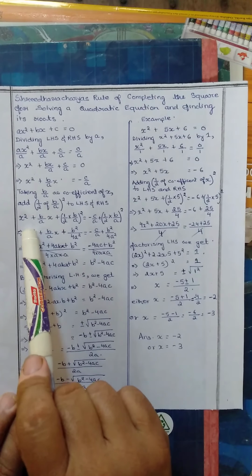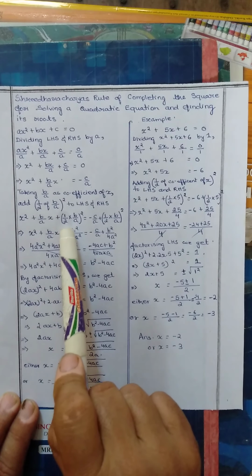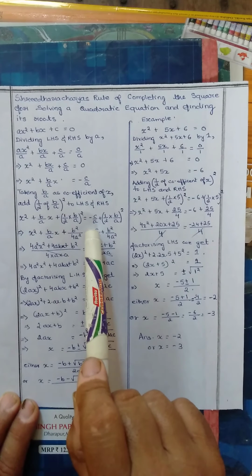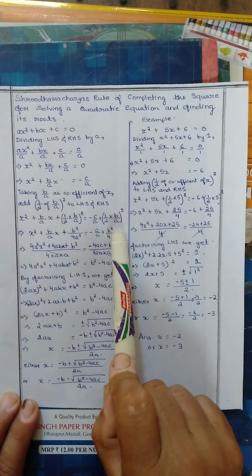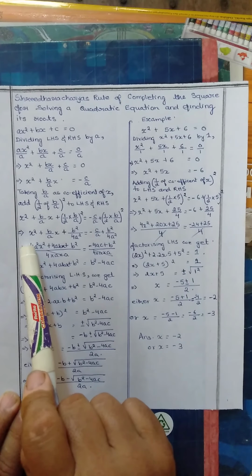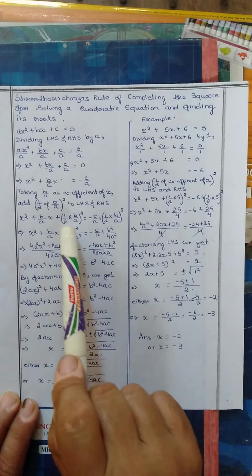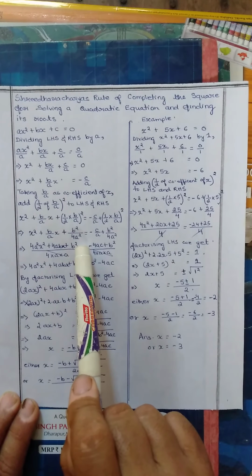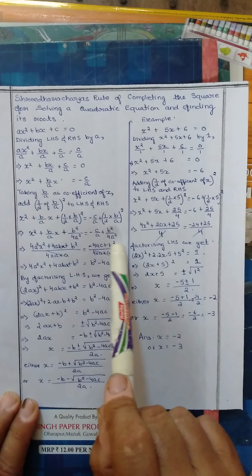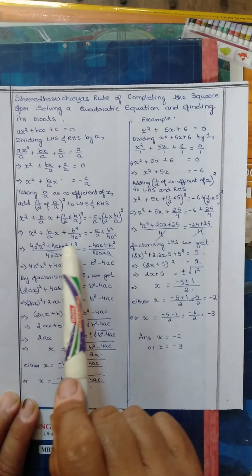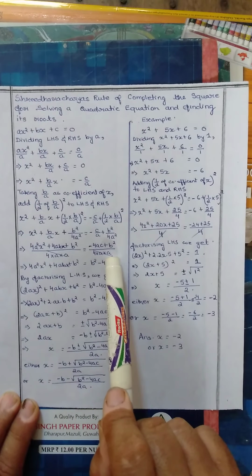On doing that, you get x squared plus b by a x plus half into b by a whole thing squared is equal to minus c by a plus half into b by a whole thing squared. So this will give you x squared plus b by a x plus b squared upon 2a whole thing squared, which is 4a squared, is equal to minus c by a plus b squared upon 4a squared.